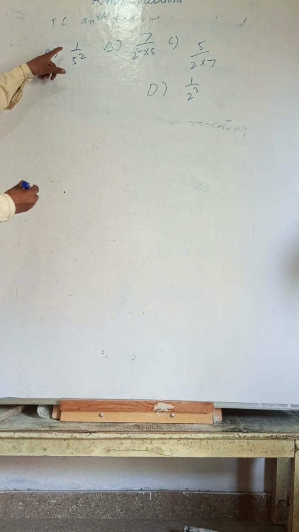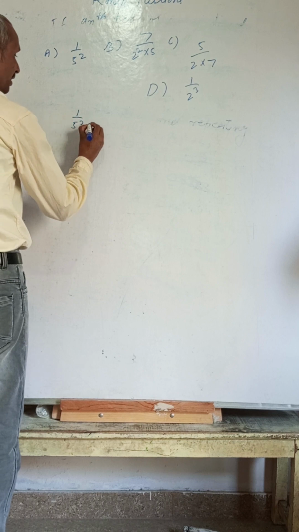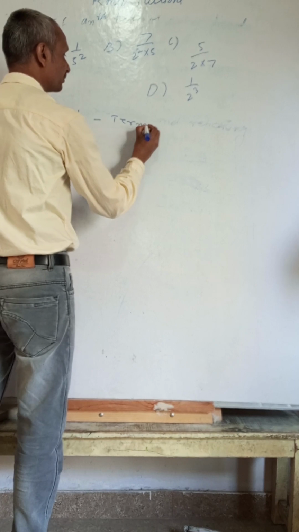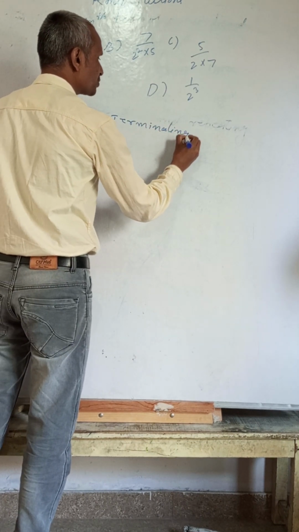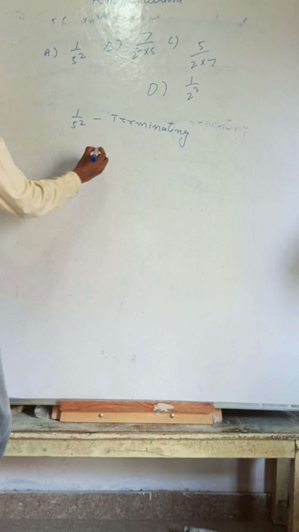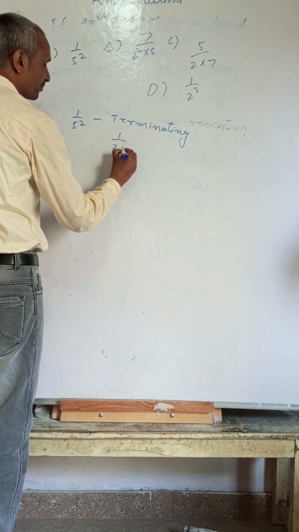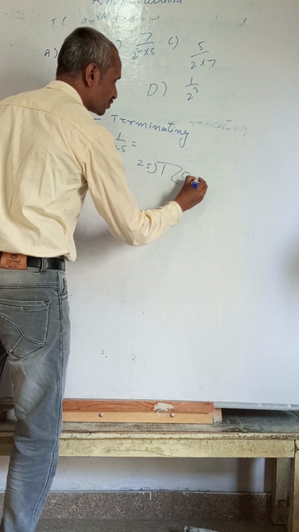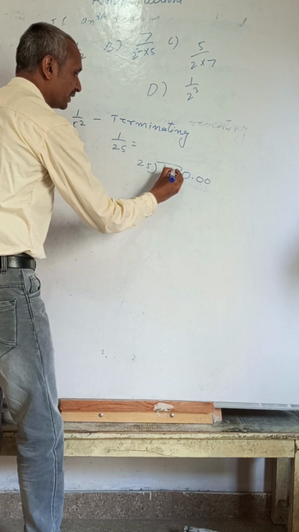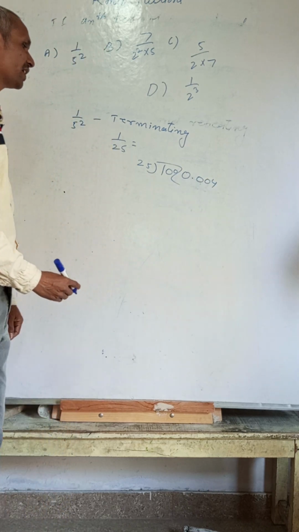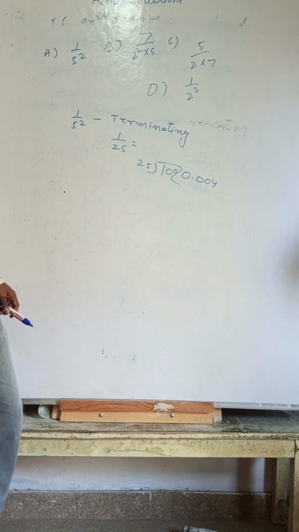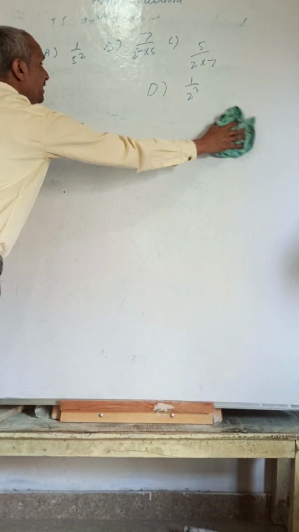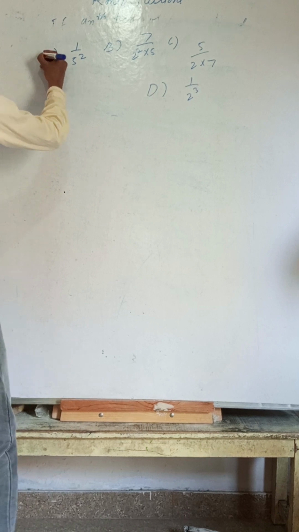Now see, in 1 by 5 square, 5 is already there, which means it is a terminating number. Explaining it more, we can write 1 by 5 square as 1 by 25. If we divide 1 by 25, we get 0.04, which can be written as 4 by 100. So it is a terminating number.